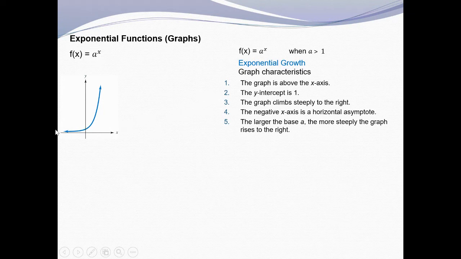And the graph climbs steeply to the right. You see, it keeps going to the right. The negative x-axis is the horizontal asymptote. And the larger the base a, the more steeply the graph rises to the right. So if a is bigger, the graph begins to go something like this, closer to the y-axis.